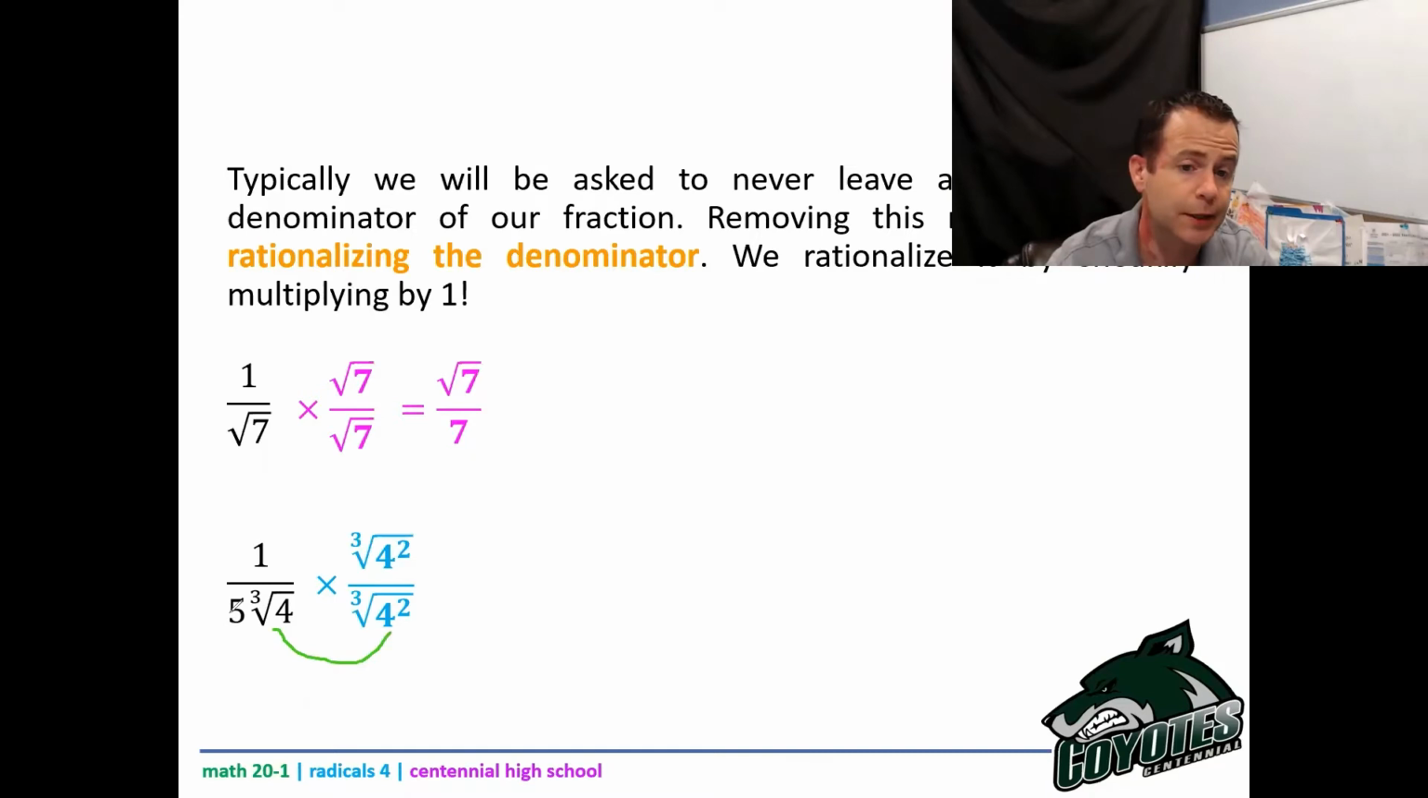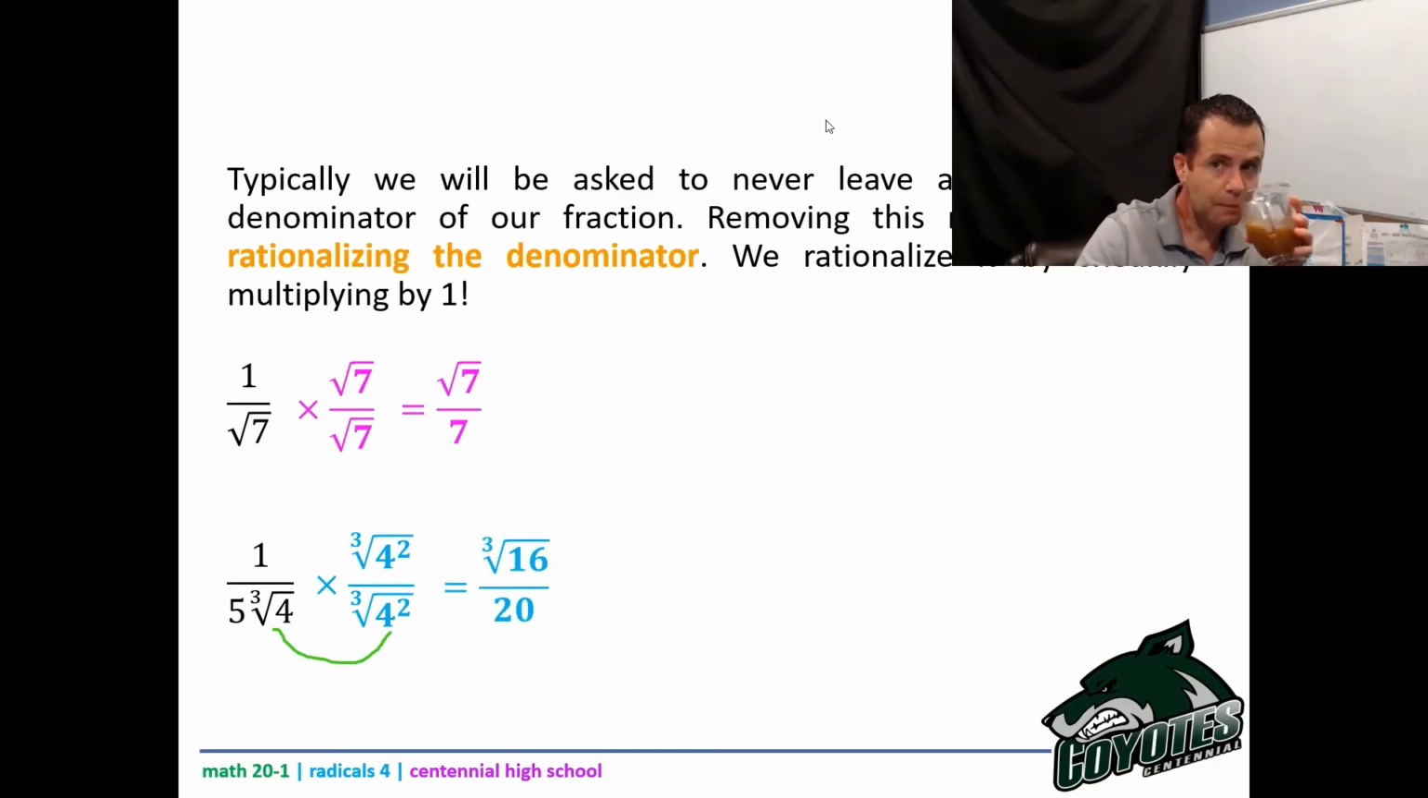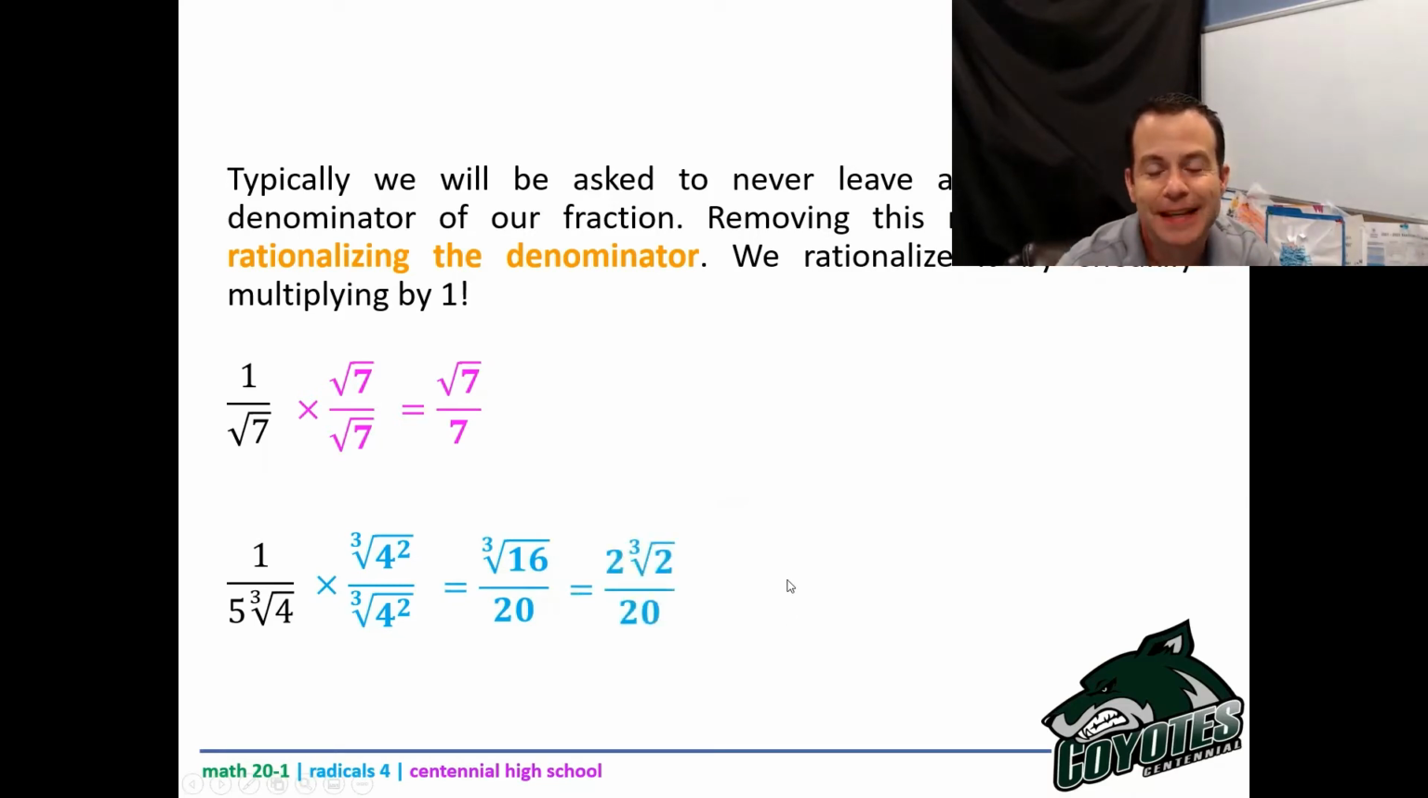Okay, so I'm going to end up with 5 times 4, which is 20. And then on the top, 1 times the cube root of 16. Okay, 4 squared is 16. So I end up with the cube root of 16 all over 20. Okay, cube root of 16 all over 20. All right, good. Now I just simplify the cube root of 16.